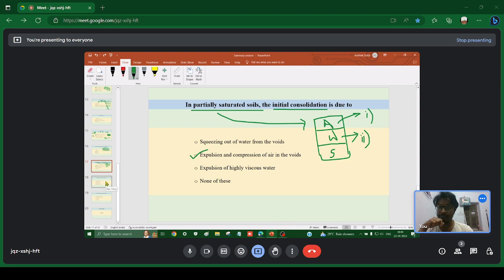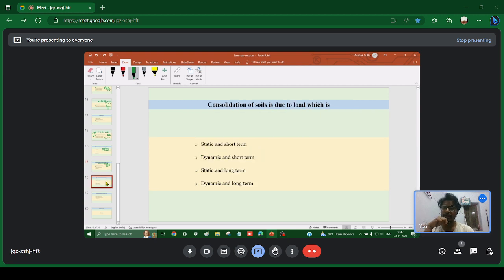This question is another conceptual question from the chapter of consolidation. Consolidation of soil is due to load which is static and short term, dynamic and short term, static and long term, dynamic and long term. Dynamic loads are not generally applied in case of testing and identification of soil parameters because it is difficult to control the dynamic loads in first place, and in certain specific laboratory conditions needs to be maintained for that.